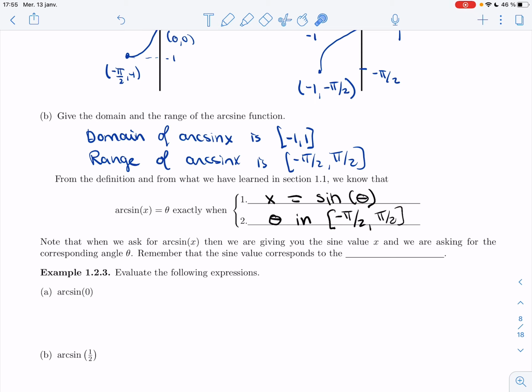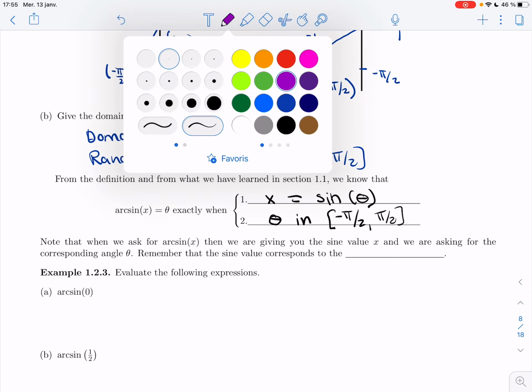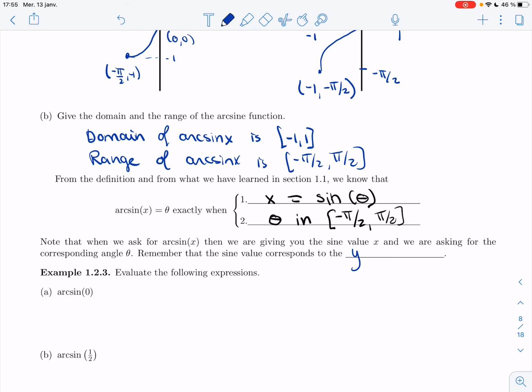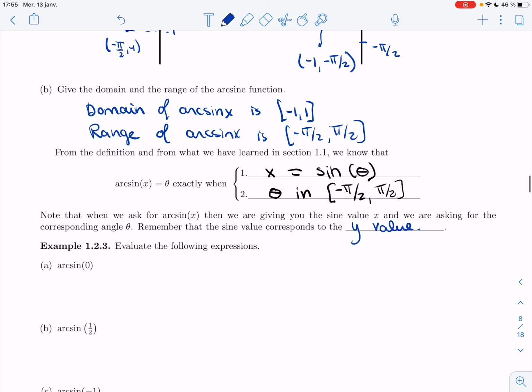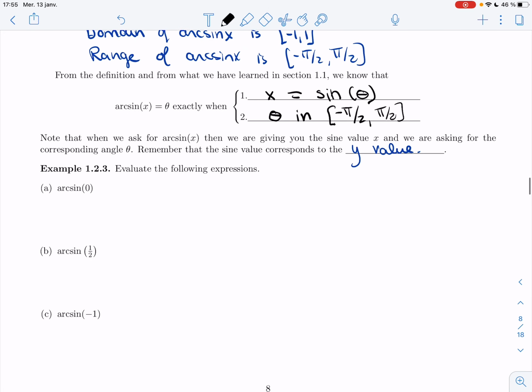Okay, so let's try some examples. Sorry, corresponding to the angle, remember that the sine value corresponds in the trig circle to the y value. So it's going to be the height on the trig circle. All right, so let's try a few examples.